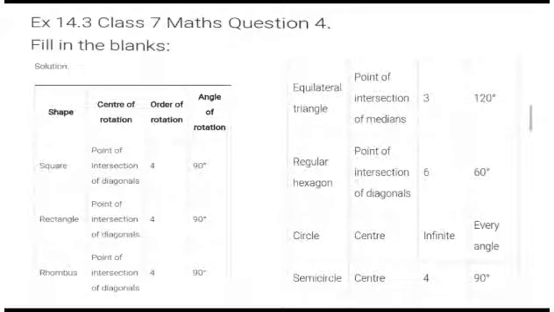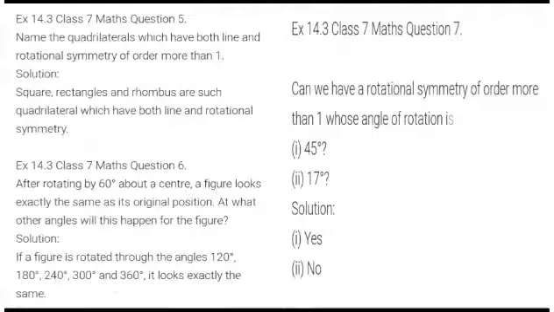Okay students, so I think this is quite clear to you now. So let us move now to question number 5 of 14.3. Name the quadrilateral which has both lines of symmetry and rotational symmetry of order more than 1. So we have square, rectangle and rhombus.